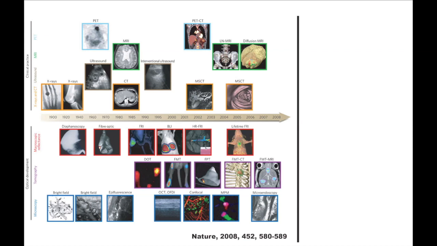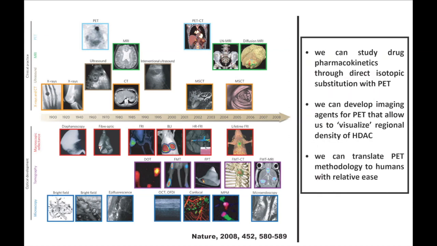Among all the imaging modalities, PET is a special one, which can directly introduce radioisotopes into small molecules or peptides and do imaging with PET. Because we use this for in vivo imaging and use only tracer amounts, it's easy to translate the imaging probe from animal study to human study. So that's one advantage of this PET imaging technique.